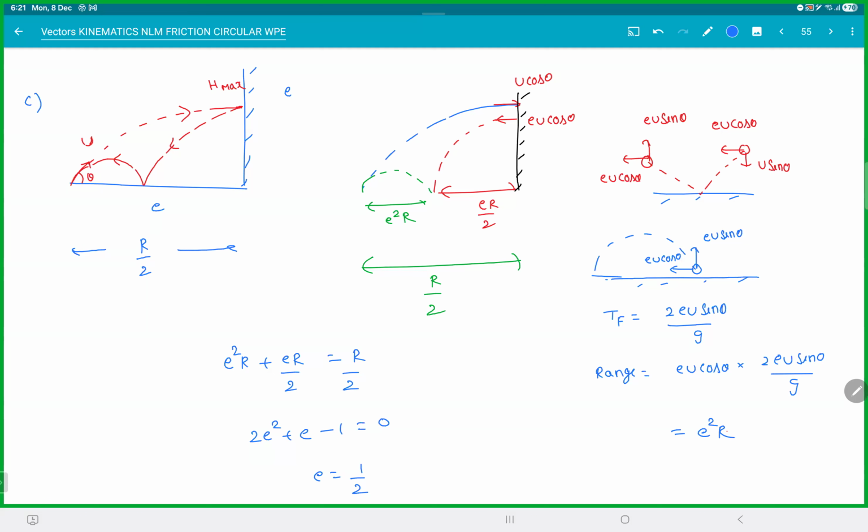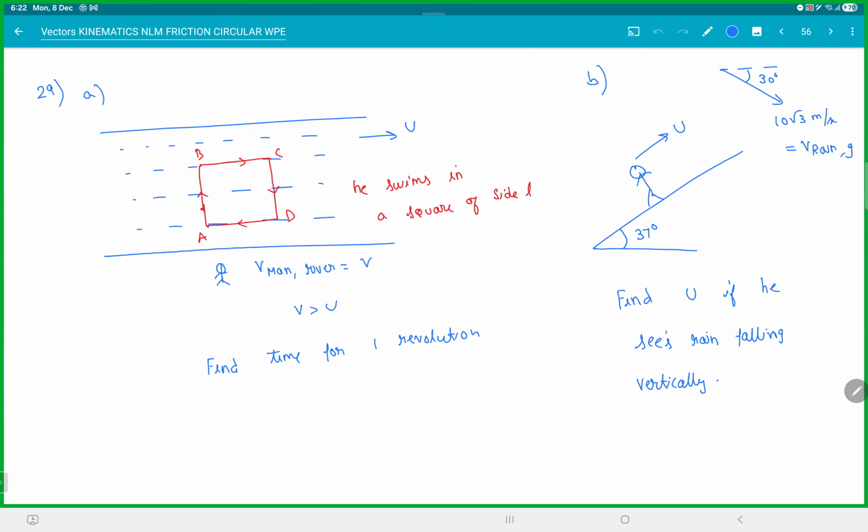Clear with this? Collisions and kinematics. So questions will be of this sort you're getting, and no one is just going to ask you pure kinematics. In Mains, maybe 1 or 2 questions will be direct, right? But that way, let's get these two.